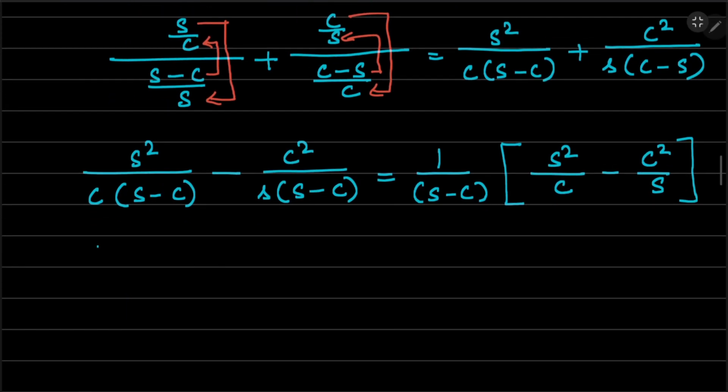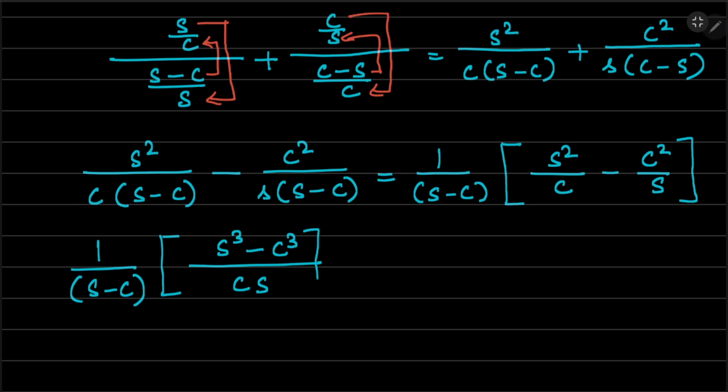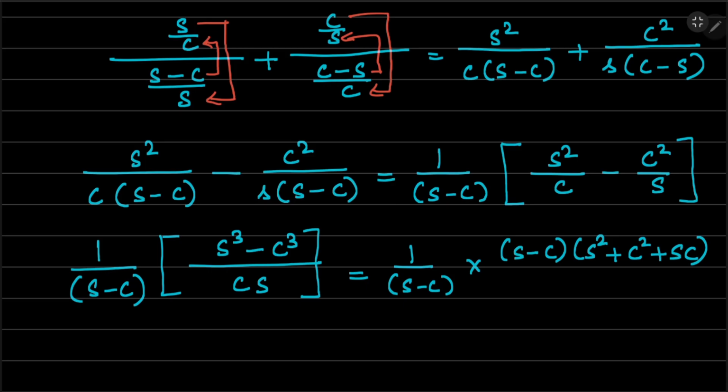Take the LCM. Within the square bracket, sine minus cos is common. The LCM is cos sine. In the numerator, you'll have sine cube minus cos cube. What is a cube minus b cube? A cube minus b cube is a minus b multiplied by a square plus b square plus ab. So you have sine minus cos common out, whole divided by the LCM, sine and cos. Okay, so sine minus cos will get cancelled.